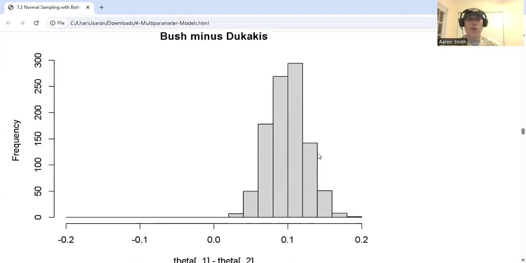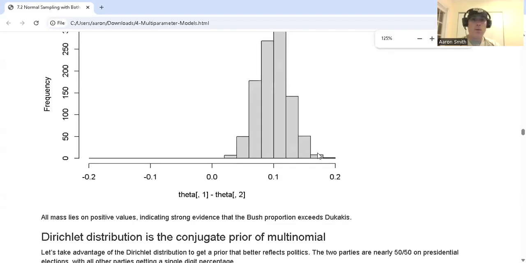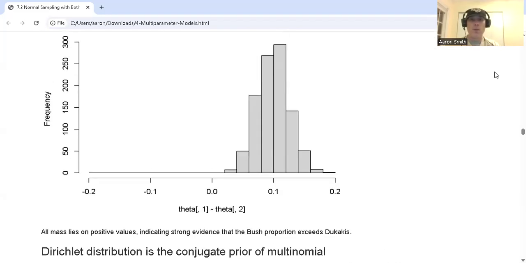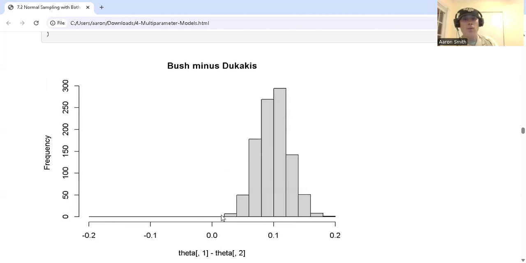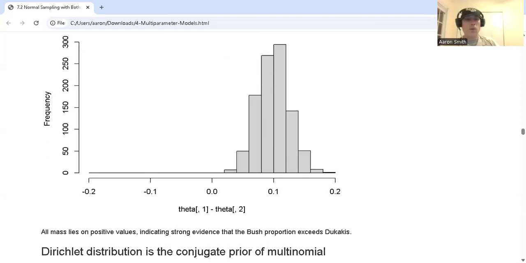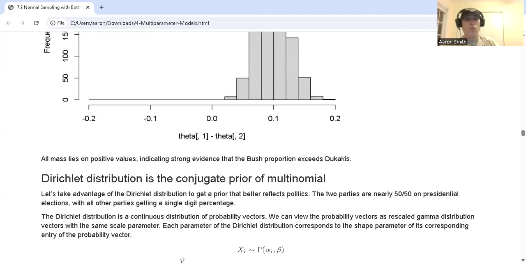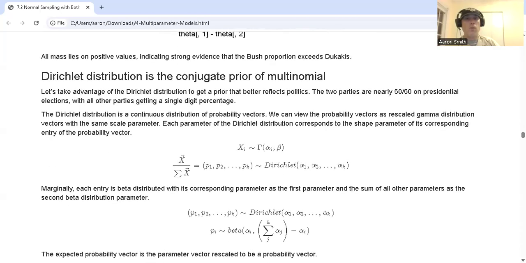All right, so now let's take a look at what we've got. I'm going to make this a little bit smaller so we can see the entire plot. And we can see that, practically speaking, the entire distribution is positive. All right, so this is strong evidence for Bush winning the election, which, lo and behold, he did. So it's just an easy way for us to reach a conclusion using statistics.